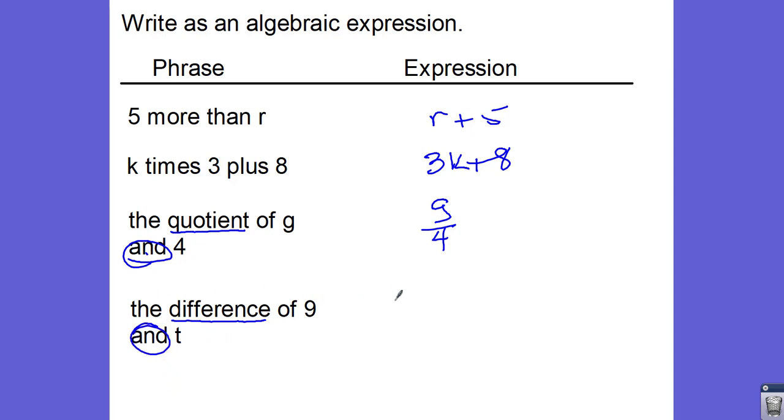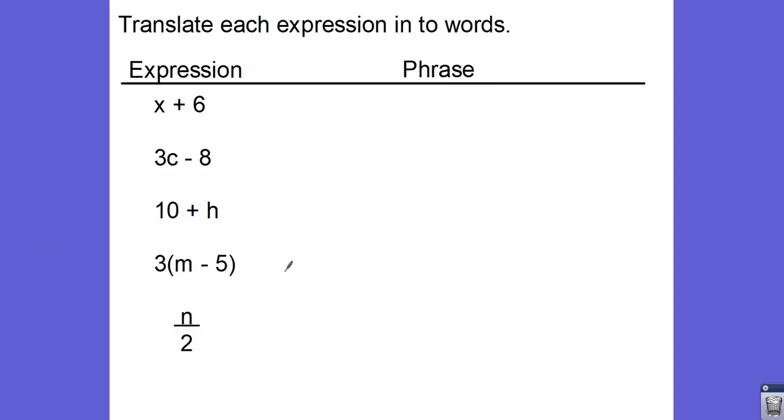So the difference of 9 and T, 9 minus T, just like that. Okay. Now, can you go the other direction? Can you go the other way? Well, what if I gave you the expression, could you write it in words?